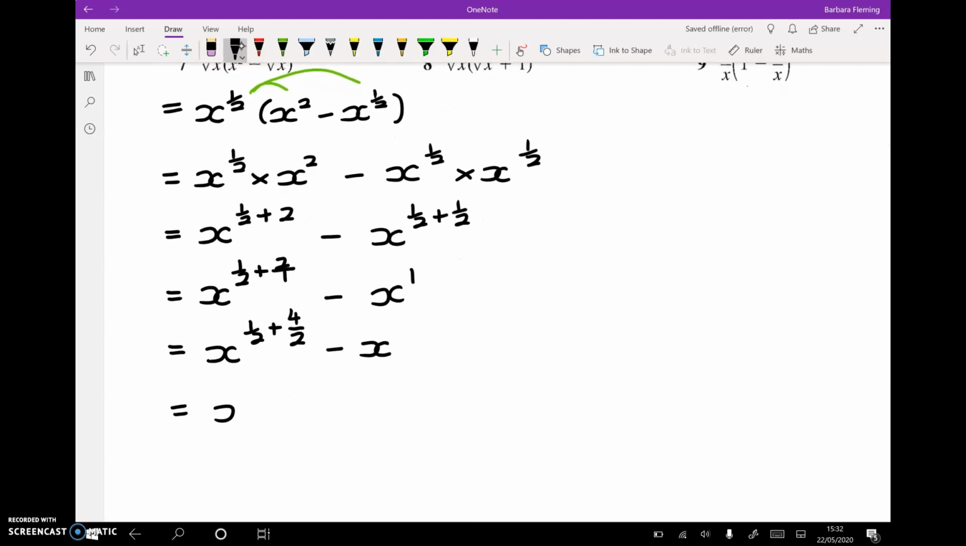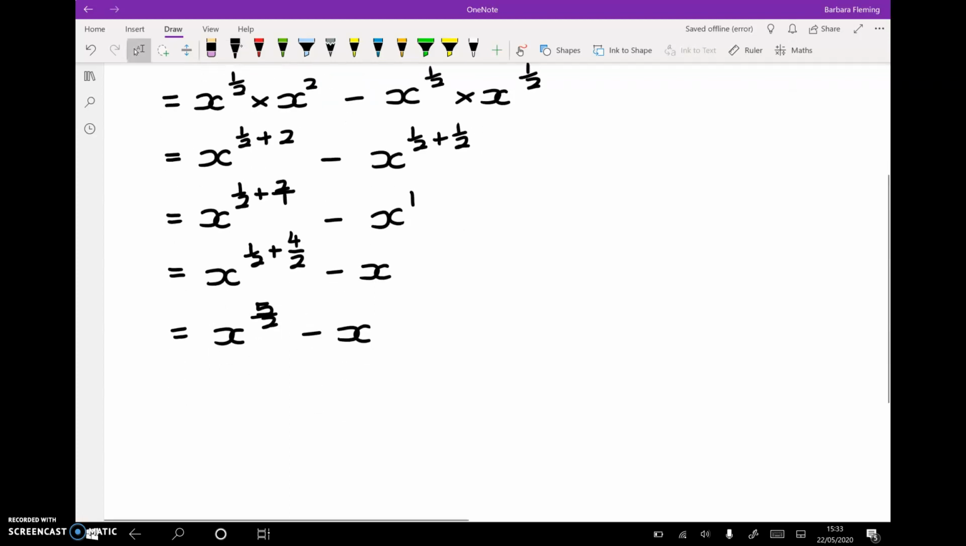Finally, you've got x to the power of 1 over 2 plus 4 over 2. You add your numerators, that leaves you with 5 over 2. Take away x, and that can either be our final answer, or because we started with roots, it's nice to finish with roots. So we could do the square root, so that's the half, x to the power of 5. So the numerator remains as the power, the power of 5. The half we turn back into the square root. Take away x. And that's us done and dusted for that one.